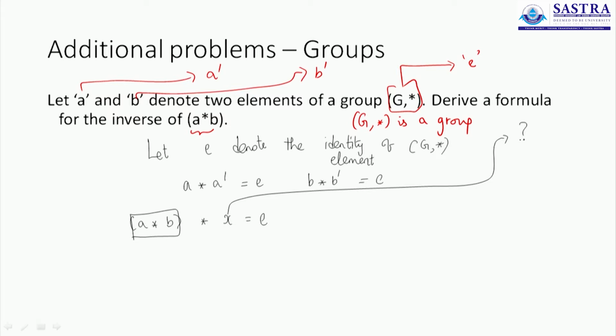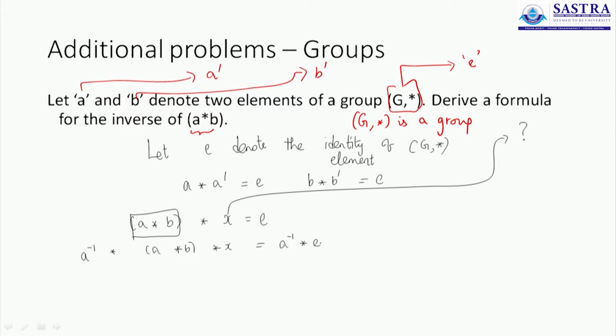Finding that is pretty easy. We will just use the property of the inverse elements to help us get the answer. Now, since we know this is possible, what I'll do is I'll pre-multiply, or I'll operate A inverse on both sides from the left. So A inverse star A star B star X is going to give me A inverse star E.